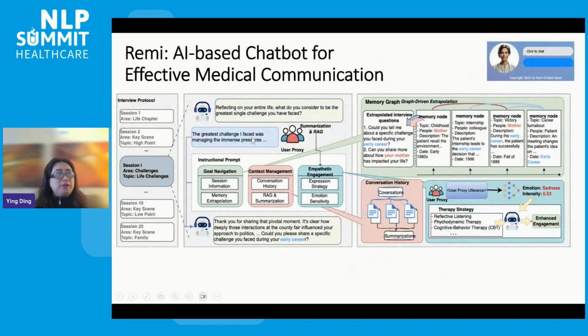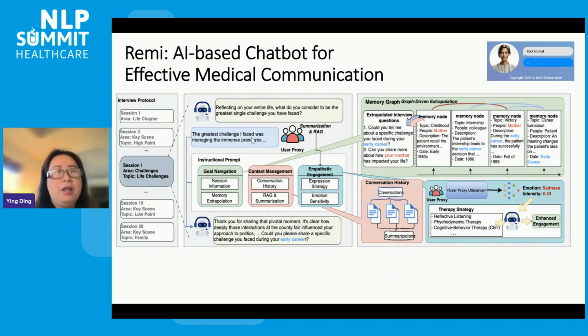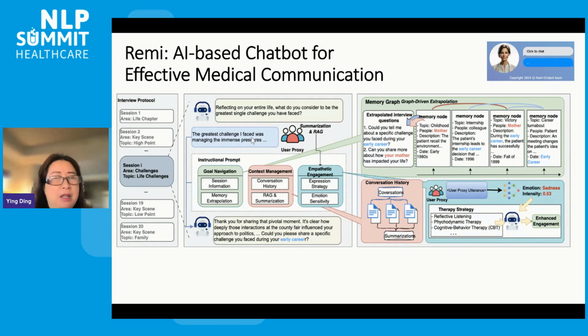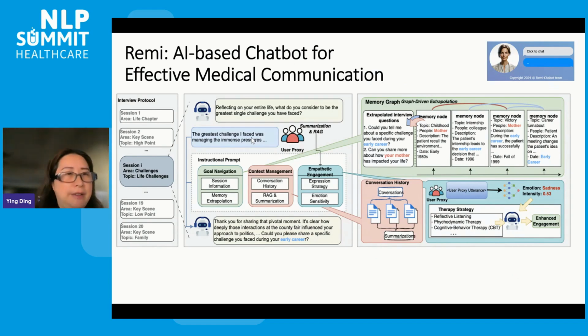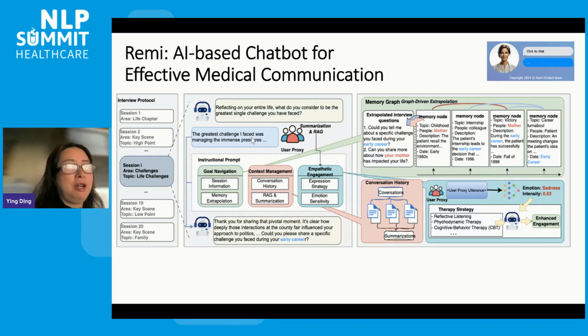So our chatbot has the following options. We are different from many other chatbots, so we actually build some functions furthermore. Basically, if you look at the left side, we integrate the interview protocol.